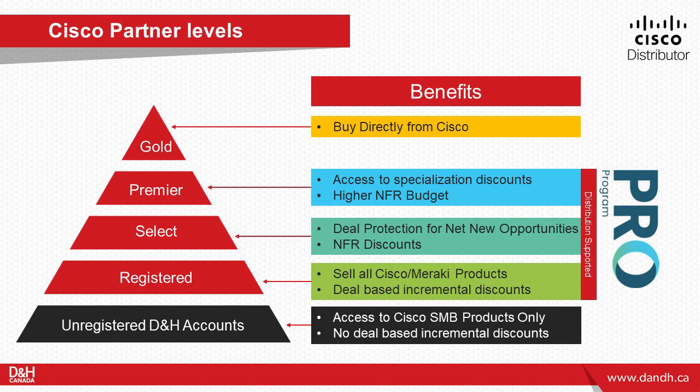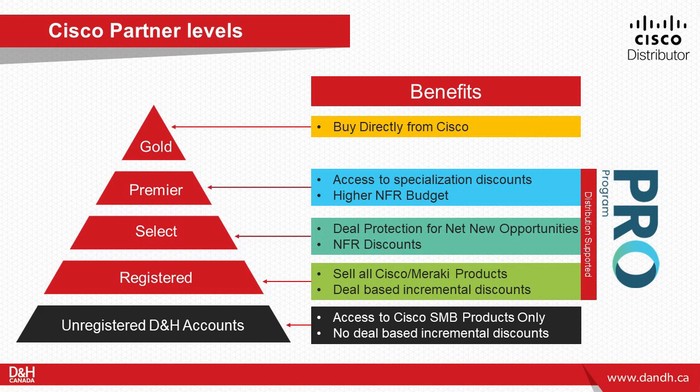So, when it comes to Cisco and their partnership levels, realistically, their partnership level starts at registered, but as you can see on the pyramid, the bottom level is unregistered D&H accounts. So these are D&H resellers that have a relationship with D&H Canada, but don't have a Cisco partnership. What that means is you're able to transact on the Cisco small business line of products, similar to the previous line known as Linksys. Currently, the majority of it is switching and some wireless sprinkled in, but the majority of the core Cisco catalog remains unavailable to the unregistered partner level.